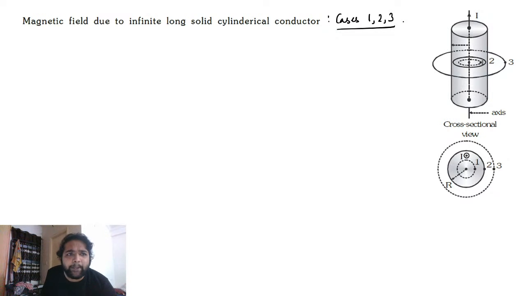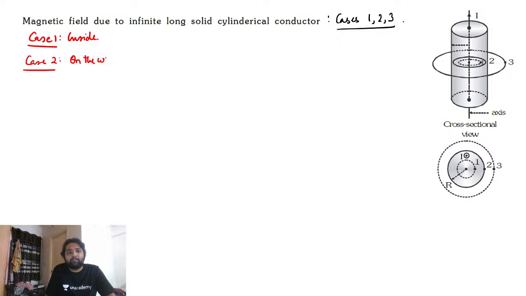Similarly, we will take the magnetic field due to an infinite solid cylinder. We take a solid cylindrical conductor where current is flowing in a particular direction. Here we will take three cases. Case 1 is when the point is inside the conductor. Case 2 is on the conductor, on the wire. And case 3 is when it is outside the wire.